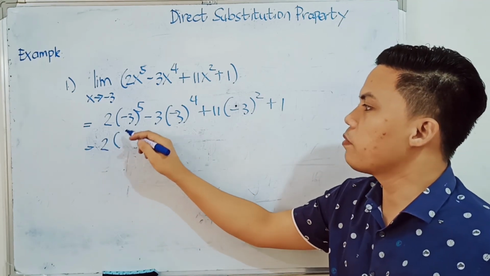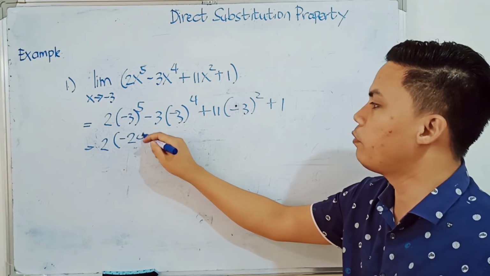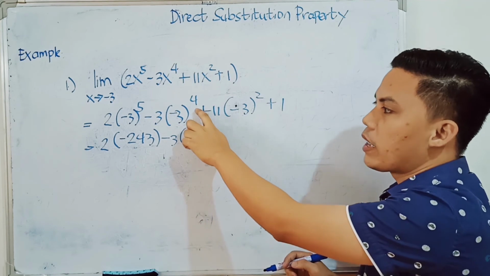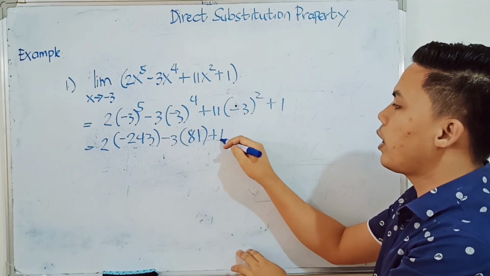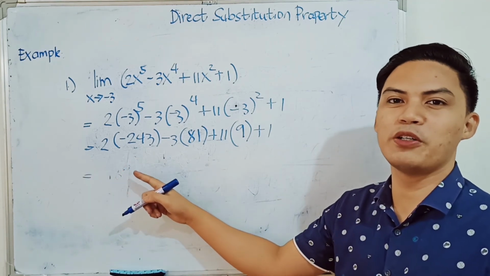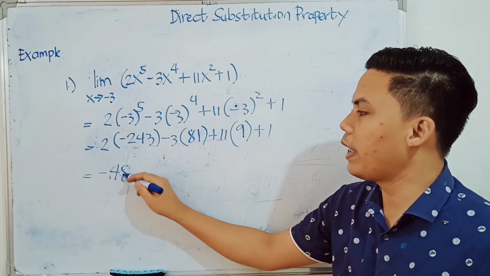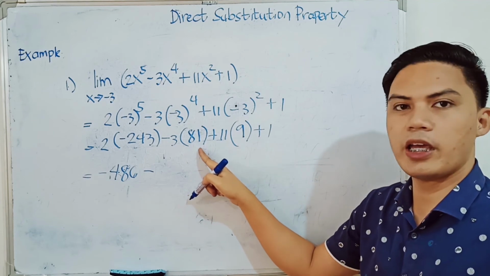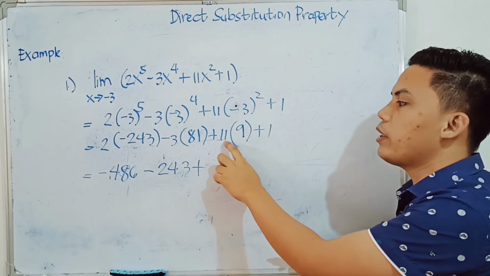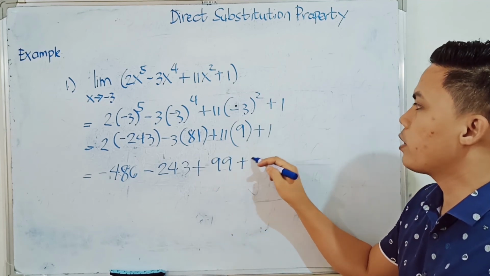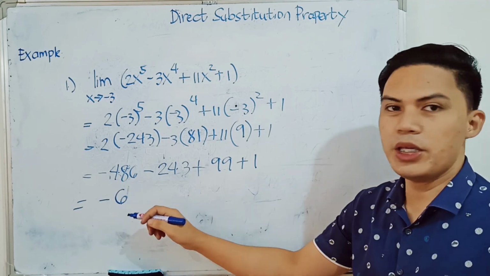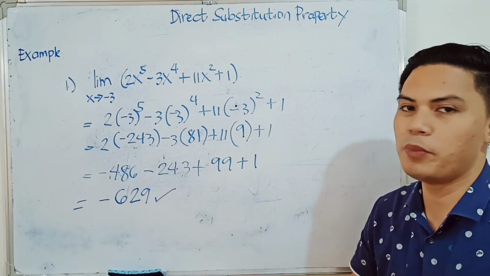So we have 2 times negative 3 raised to the power of 5 is equal to negative 243. Next we have negative 3 and negative 3 raised to the power of 4. That will be equal to positive 81. Then 11 times negative 3 squared, negative 3 squared is 9, plus 1. Simplify lang natin. So 2 times negative 243 would be equal to negative 486. Then, negative 3 times 81, that is equal to negative 243. Then, 11 times 9 is equal to 99. Plus 1. Simplify natin further. Negative 486 minus 243 plus 99 plus 1 is equal to negative 629. And this would be our final answer.